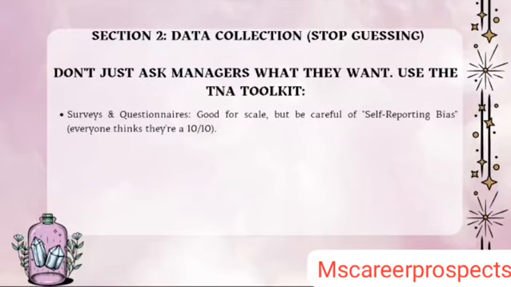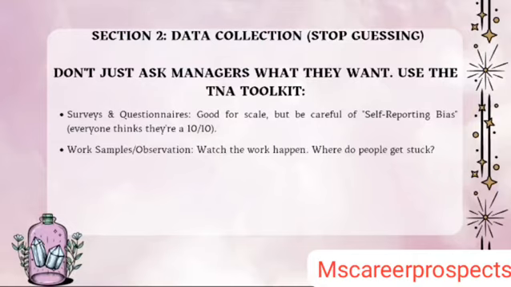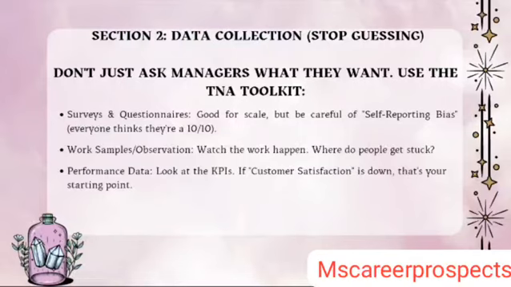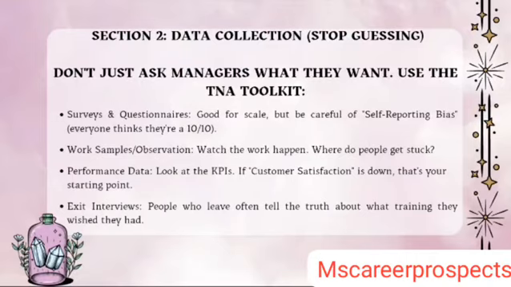Everyone thinks they're a 10 out of 10. Work samples and observation: watch the work happen. Where do people get stuck? Performance data: look at the KPIs. If customer satisfaction is down, that's your starting point. Exit interviews: people who leave often tell the truth about what training they wished they had.